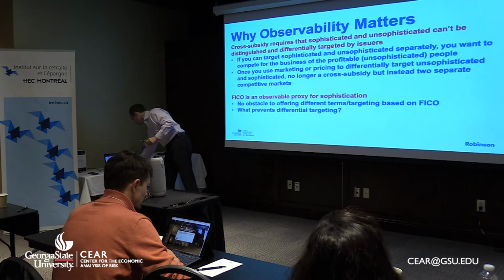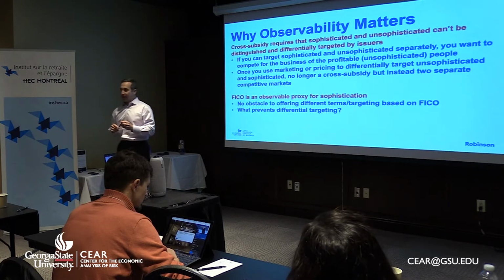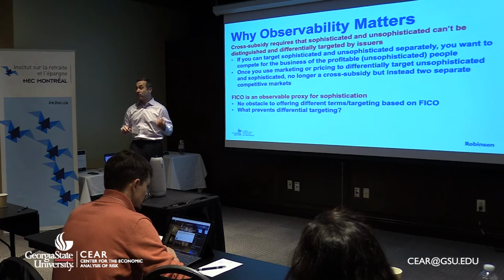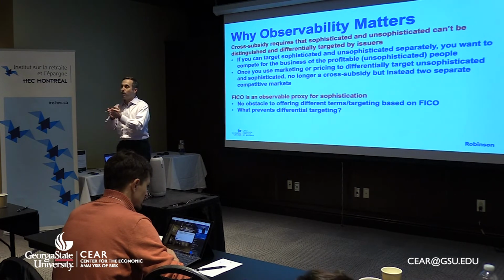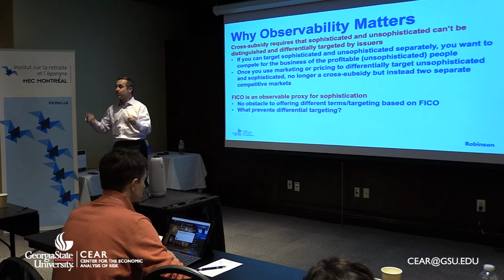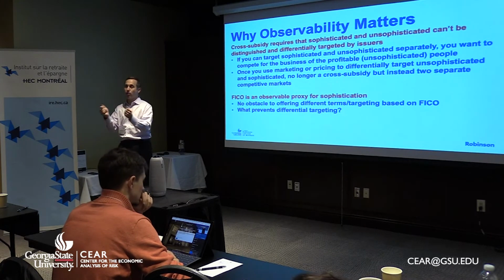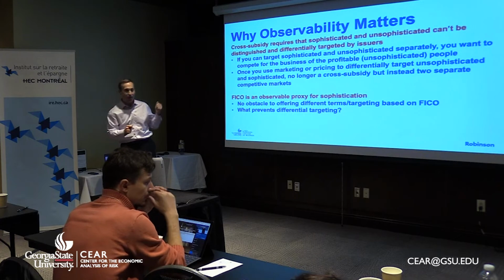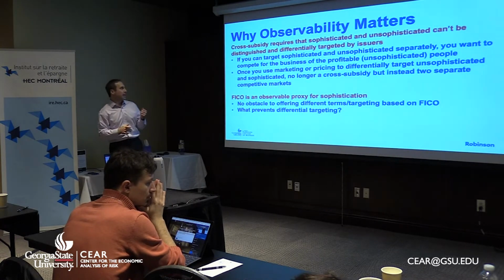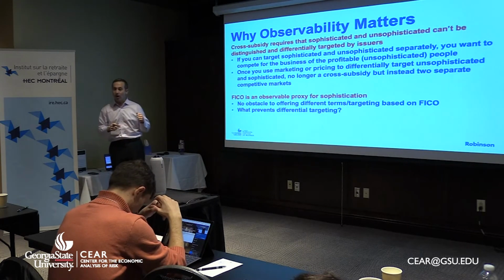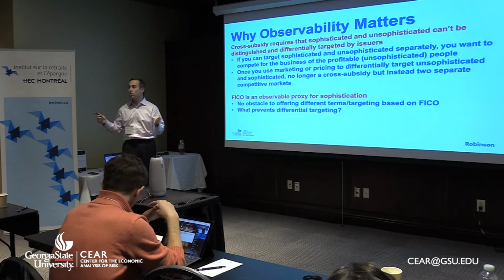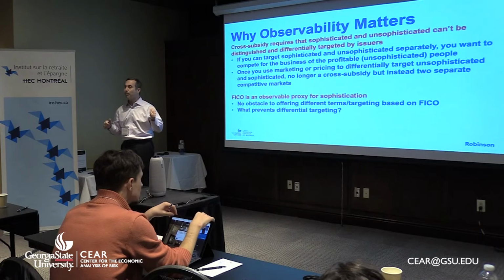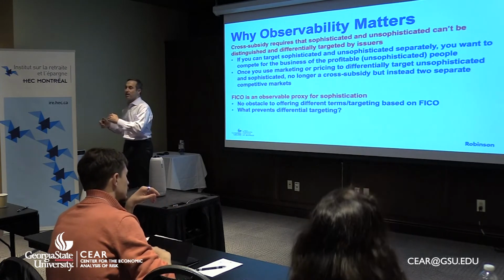Okay. I want to talk about observability. In the initial example I talked about with car insurance, the key thing was we had good drivers and bad drivers who were observationally identical. The insurer can't tell who's who. As a result, they're playing in a common market where a cross-subsidy is possible. The key thing to note is that if you can target the sophisticated and unsophisticated separately with different products, then we're not going to get a cross-subsidy. We're going to get separate competition in the 2 groups separately.